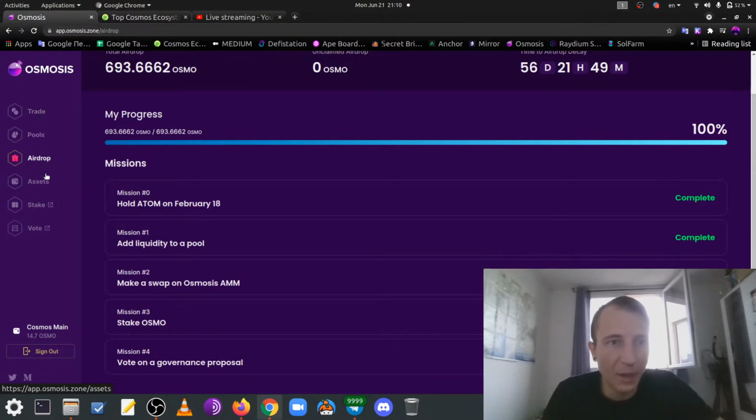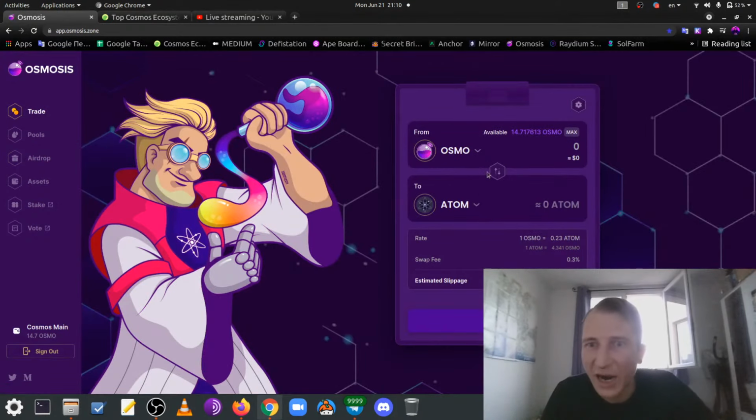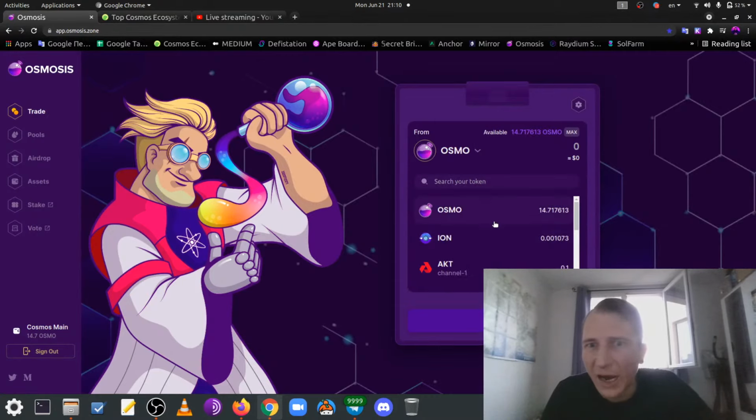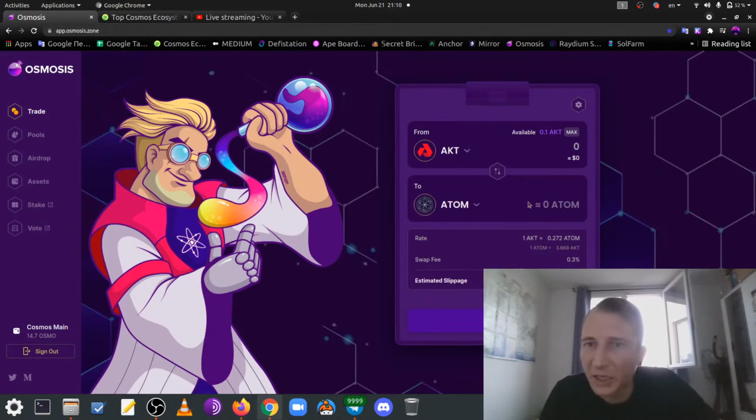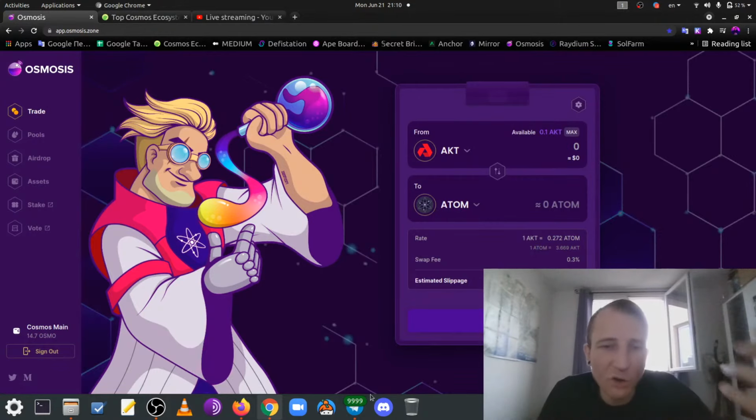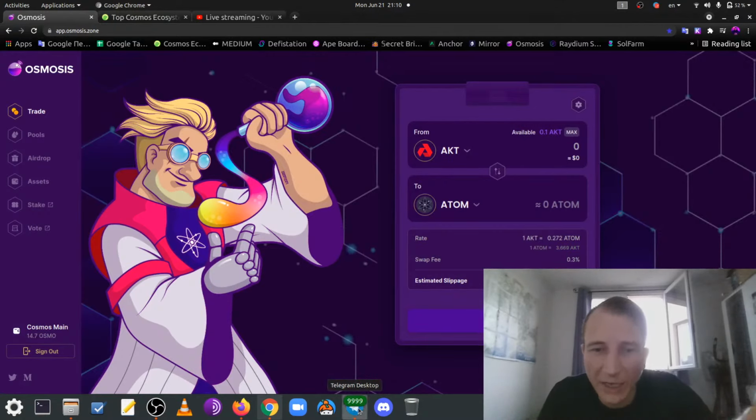So if I go here, I can't really understand what are the prices and what is a good price or not, because it's hard to understand when it's, right, 0.2 or something like this. One atom is 3.669 Akash. Is it right or not? This is the price in the liquidity pool. It's interesting to check it together with the market prices.